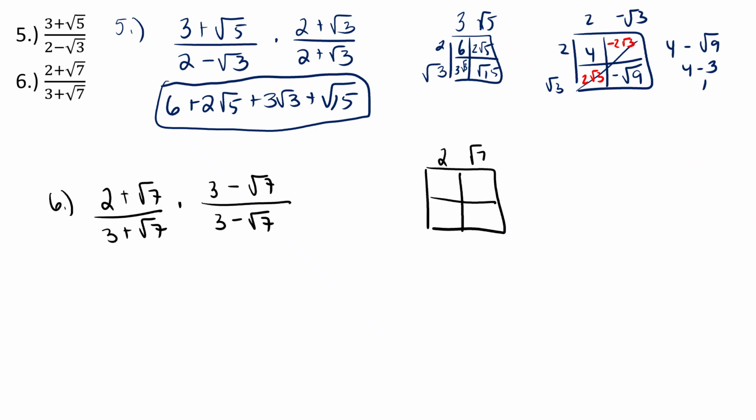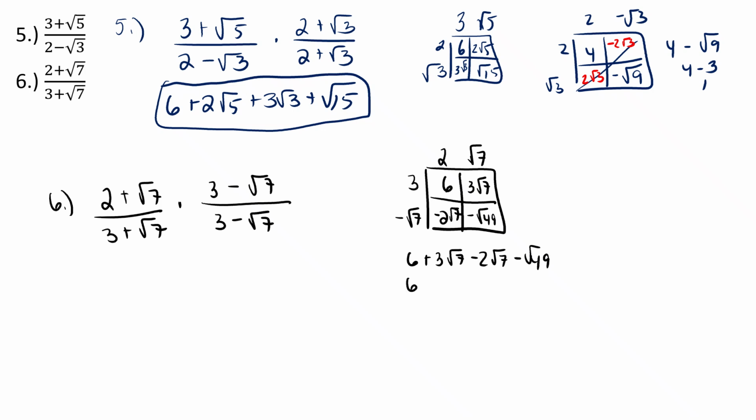So we have 2 root 7 and then 3 minus root 7. So we have 6. This is 3 root 7. This is negative 2 root 7. We're going to be able to do some stuff there. Minus root 49. So I'm going to go ahead and write that right there. And minus the square root of 49. We'll go ahead and write it.